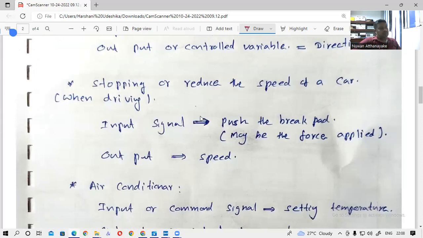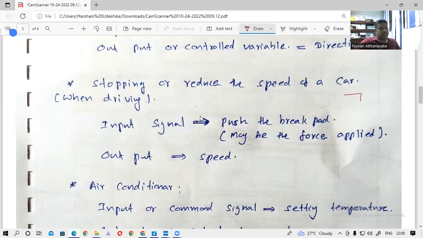Say that we are going to reduce the speed. We are going to stop the car when we are driving. So we also have to have some control system. Our control system will be the brake system in this case. I don't have an idea about how the brakes are working.